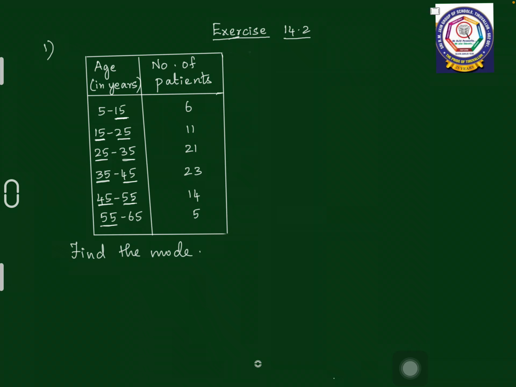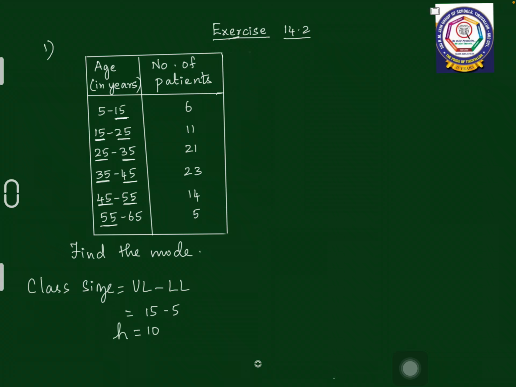What is class size? Class size is upper limit minus lower limit. Here, 15 minus 5 is 10, 25 minus 15 is 10, 35 minus 25 is 10, 45 minus 35 is 10, 55 minus 45 is 10, as well as 65 minus 55 is 10. So the class size here is 10. That is nothing but your H.